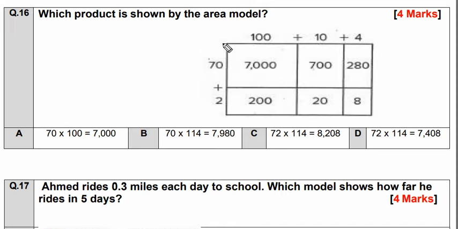Now which product is shown by the area model? You multiply this with this, this with this, and this with this number. Similarly, you multiply this number with this, and with this. What is this number? This is 100 plus 10 plus 4, 114.